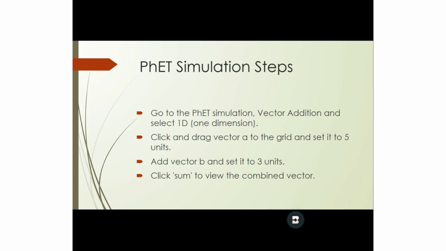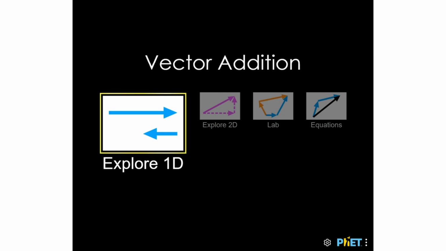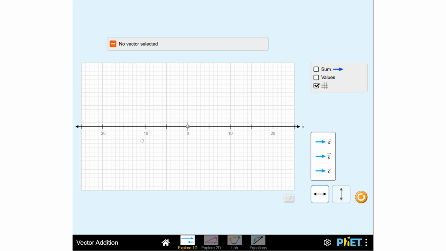In order for us to explore vectors, we're going to go to the PhET simulation. In Google, you can type PhET simulation, type vector addition, and you should be able to see the screen. From this screen, we're going to click Explore 1D. Pause the video while you search for the simulation.